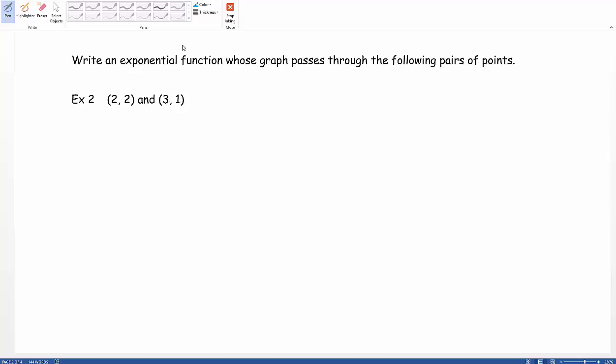Here we are at our example 2 from our 3.57 notes. We're asked to write an exponential function whose graph passes through the following pair of points. Now, keep in mind, to write an exponential function, we are talking about this form where we have y is equal to some a times b raised to the x power. And a lot of times we throw those in parentheses for that b, that base.